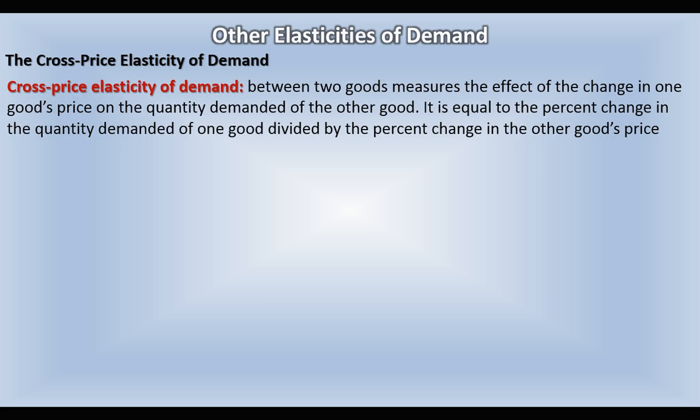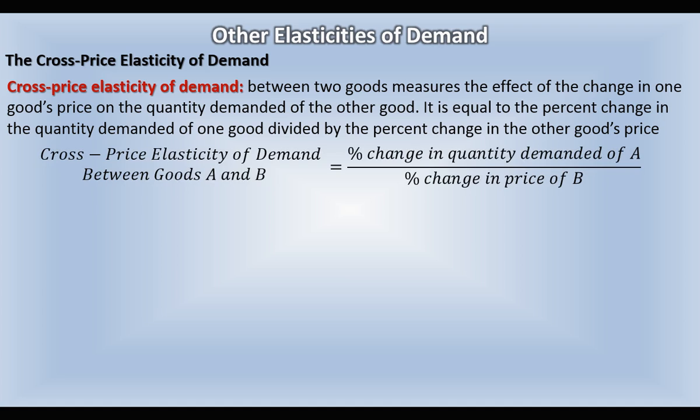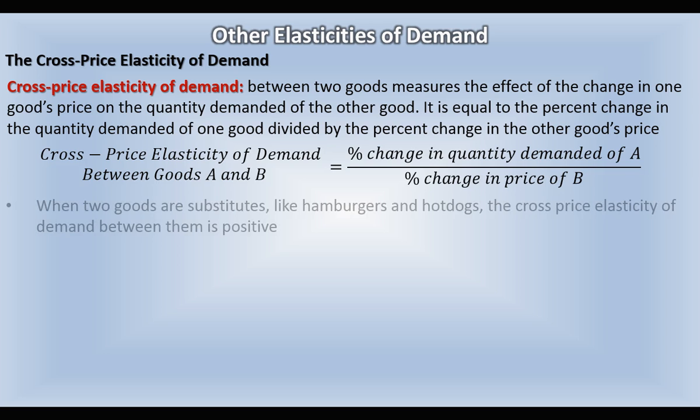So the question is, how sensitive is quantity demanded to changes in the price of a related good? And we can measure that with the cross-price elasticity of demand. Between two goods, it measures the effect of a change in one good's price on the quantity demanded of the other good. It's equal to the percent change in the quantity demanded of one good divided by the percent change in the other good's price. So it's basically exactly what we've been doing, but in the denominator here, we're looking at the percent change in the price of the related good.